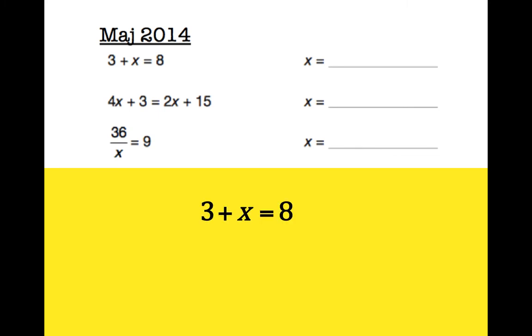May 2014, 3 plus x equals 8. Take away 3 from both sides to get the x on its own. x equals 5.